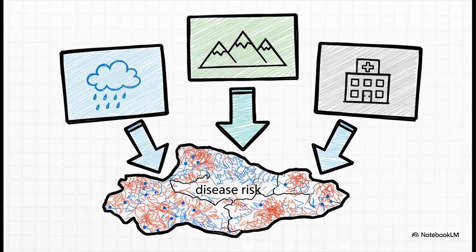But what makes this so incredibly powerful is that we can also add other ingredients into the model. These are called covariates. So if we're mapping malaria risk, for example, we can throw in data on rainfall, on poverty levels, on how far people are from the nearest clinic. The model then estimates the spatial risk while taking all those other important factors into account.